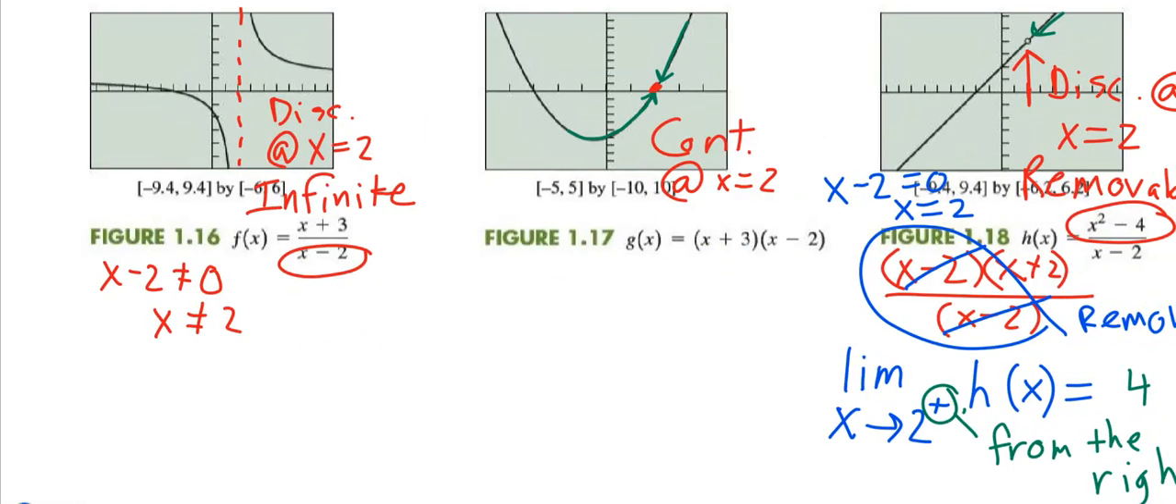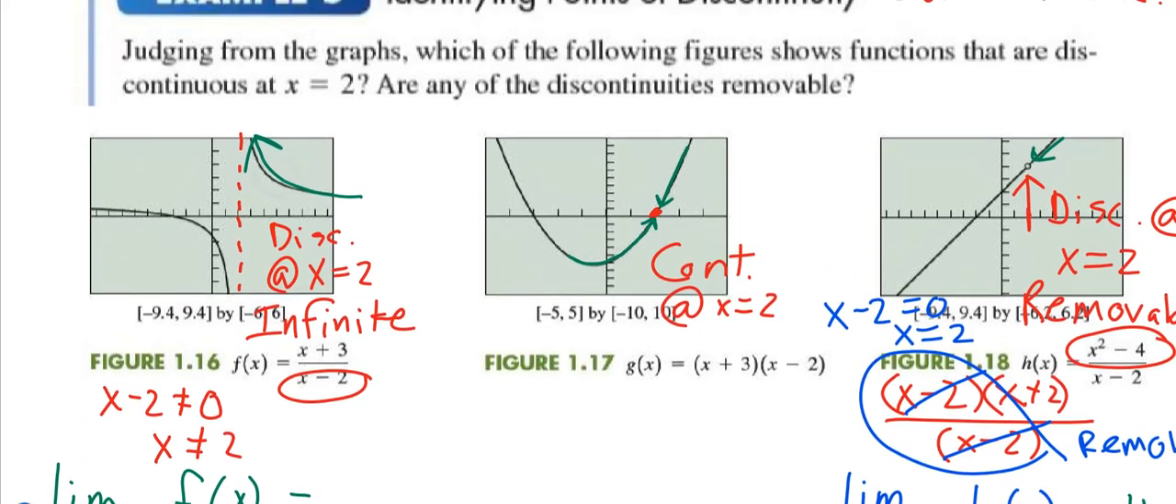Now, what happens over here on this one on the far left? The limit as x approaches 2 from the right of f of x. What's going on as you approach x equals 2 from the right? As you keep getting closer and closer and closer to x from the right, what's happening to the y values? They just keep getting bigger and bigger and bigger.